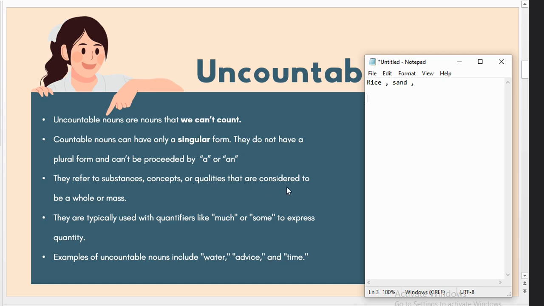They refer to substances, concepts, or qualities that are considered to be a whole or mass. If I talk about substances, then substances are water, air. We cannot count water, air, sand, rice. If I talk about concepts, concepts means information, advice, intelligence.